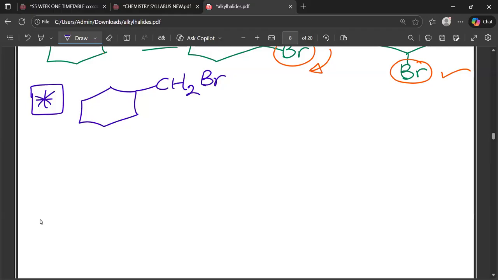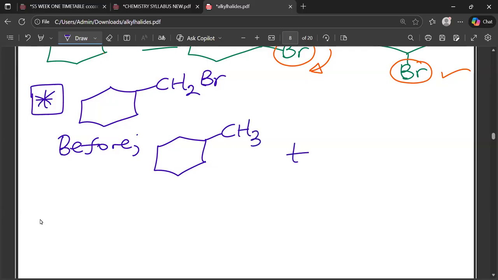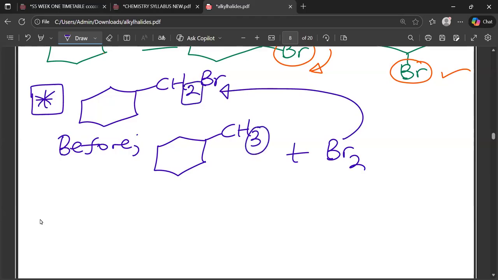But I want you to learn something. Before, it was like this. It was that carbon 1 with the CH3. You understand? Then after, they added Br. So when you add Br with UV light, one of the Br replaces one of the hydrogens, and this one becomes a what? A 2. You get the point? So you need to know what the name of this is first.